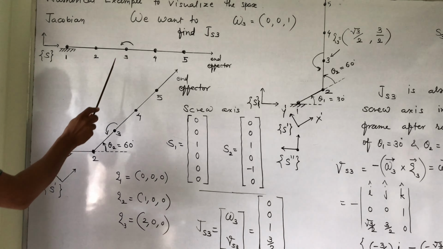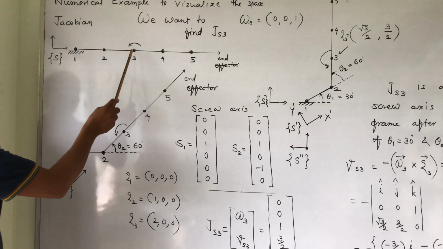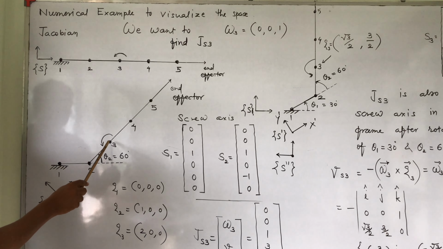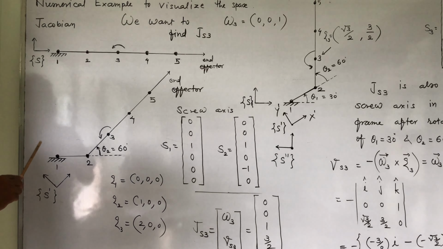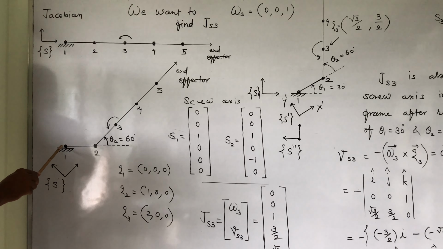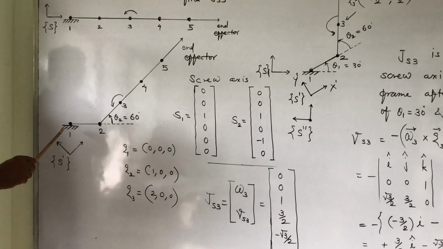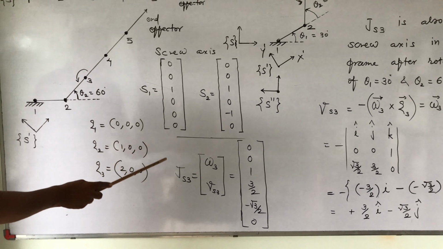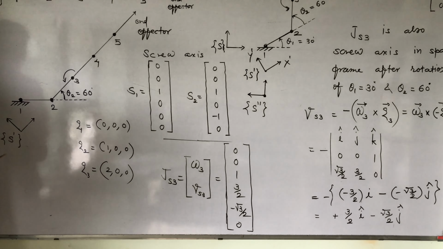Again I am repeating, we want to find JS3. That is, after applying theta 1 and theta 2, if we put the rotation axis here, what about the velocity of the space frame origin, and what about the angular velocity? So JS3 is omega 3, Vs3. We want to find this geometrically.